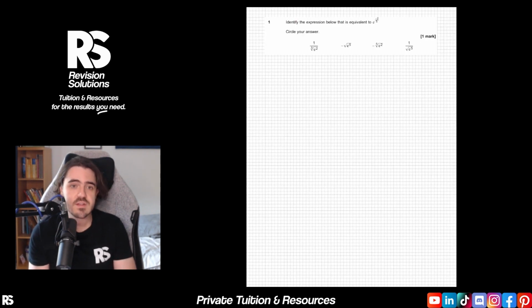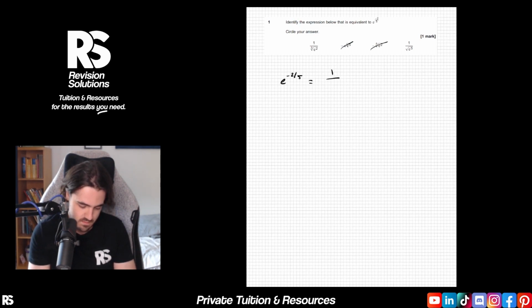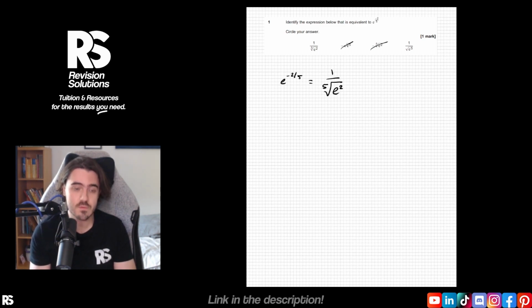So next up, we need to identify the expression below that is equivalent to e to the minus 2 over 5. Well, the minus immediately means it's going to be a reciprocal, so we could easily eliminate these two things here. And then the fraction of a fifth means it would be a fifth root of something. So we definitely can write e to the minus 2 over 5 as 1 over the fifth root of e squared. And that 2 also makes sense if we think about the nested powers rule. So that would be this answer then.